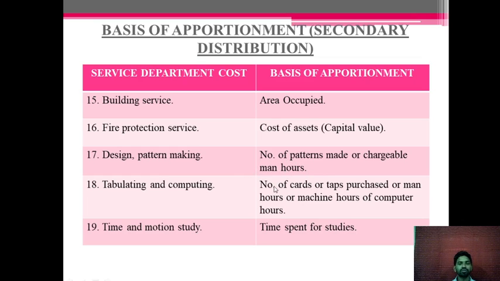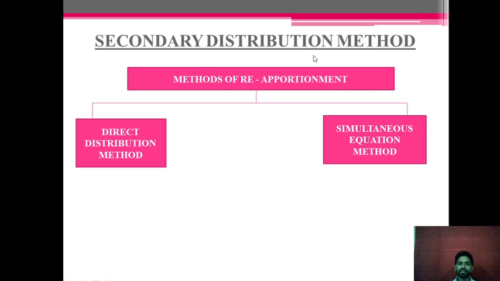Now see the secondary distribution. There are two methods of reapportionment: the direct distribution method and the simultaneous equation method. Problems will come on both the simultaneous equation method and the direct distribution method, so this is very important.